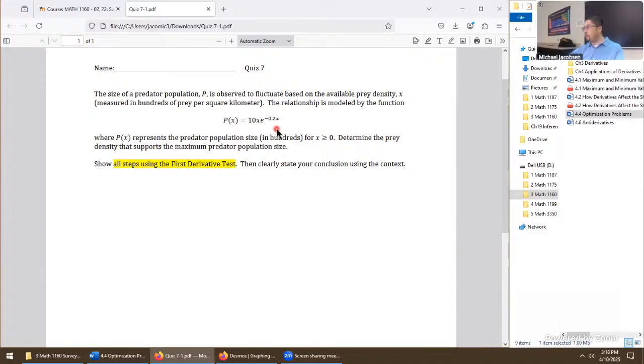And the population of the predators will fluctuate based on the prey density X. Maybe it's something like, say, wolves and rabbits. The wolves would be P, the rabbits would be X. Notice that's also a search function. So a first derivative test would be a good option on this one. That's why it's highlighted right here. But if you did go second derivative test and your steps are correct, I would take that as an answer too. It's just a lot of extra steps.